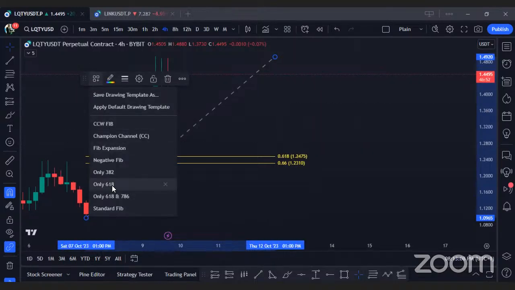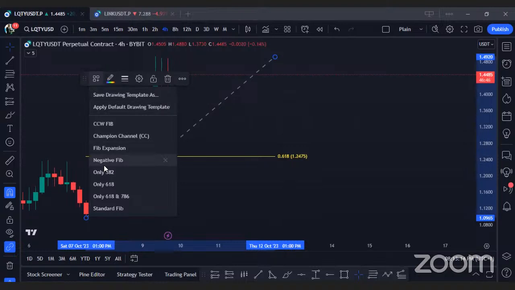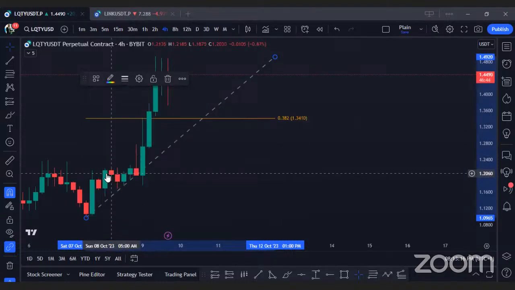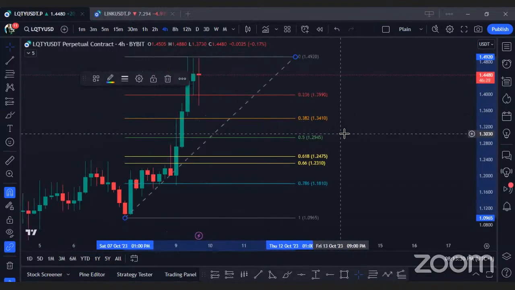I can save this as a different template. I can decide to look at only the 0.618 level, or only the 0.382 level. And I also have other levels there, like extension, the negative fib and all of that. But I just want to base my training today on this major Fibonacci retracement.